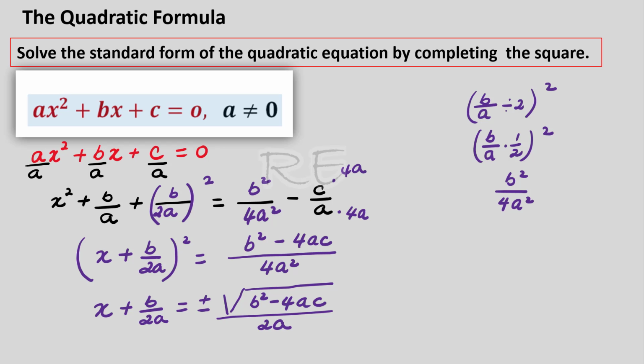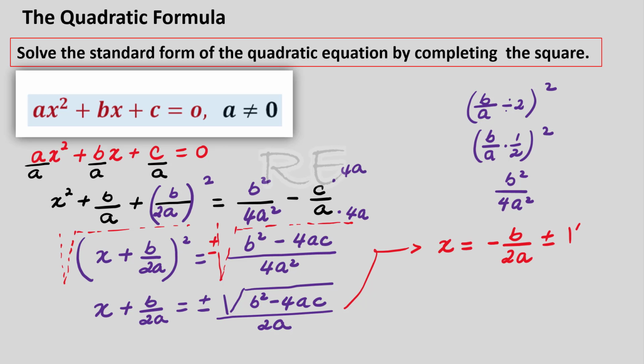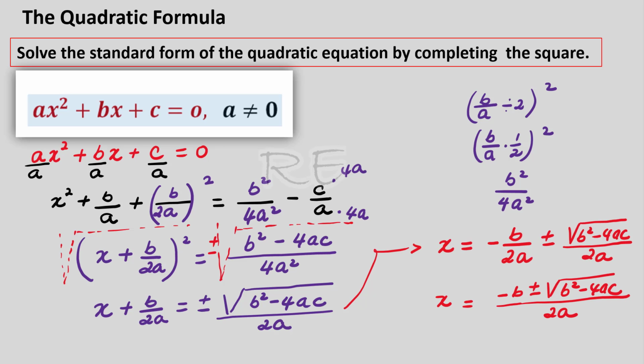Now we simply have to add negative b over 2a to both sides and get the answer. So x is equal to negative b over 2a plus or minus the square root of b squared minus 4ac. The final answer is x is equal to negative b plus or minus the square root of b squared minus 4ac, divided by 2a.